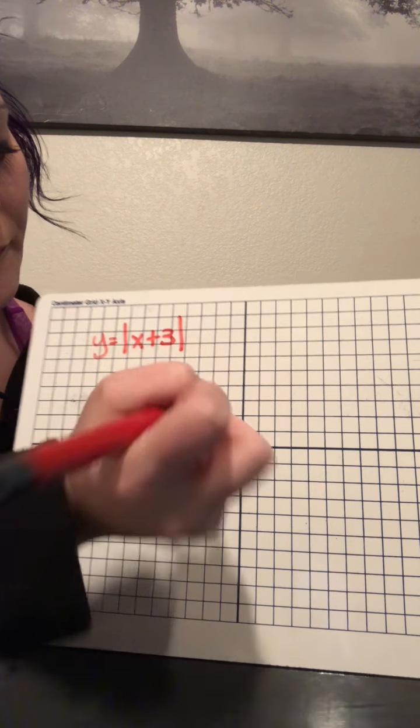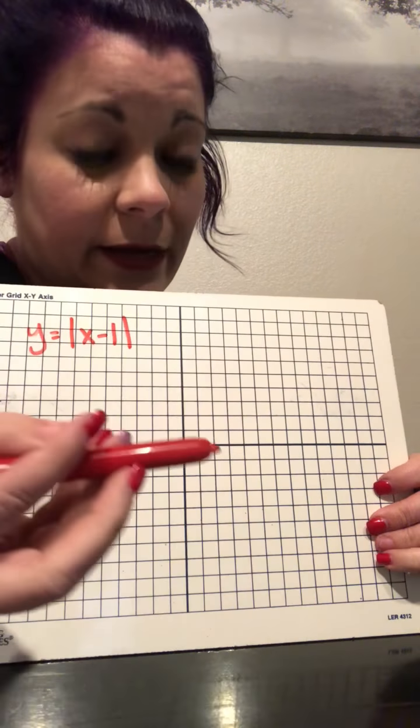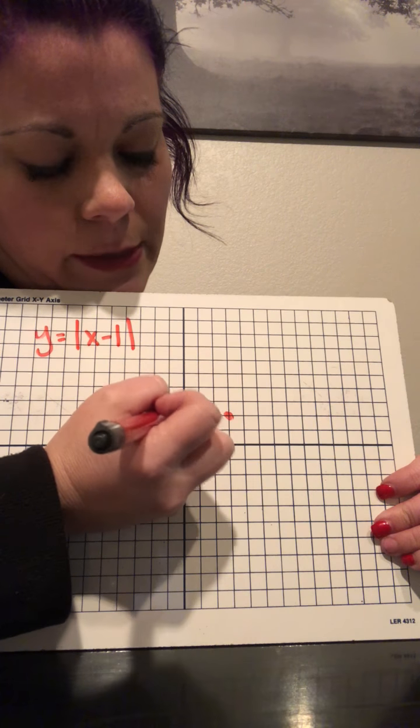So when you add within the absolute value, it shifts left, and if you subtract within the absolute value, it shifts right. So if you had y equals the absolute value of x minus 1, this one shifts right 1. The original parent graph started at the origin, so we shift to the right 1, and the slope is still 1 and negative 1. So over 1, up 1, over 1, up 1. Here, over 1, up 1, over 1, up 1. And then you graph it that way.